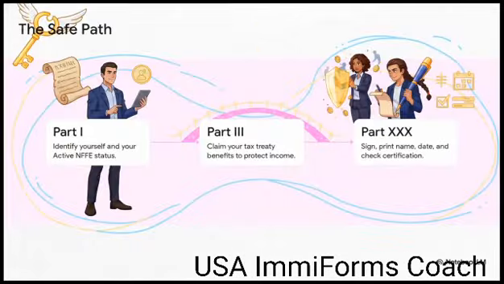payment. So let's zoom out and look at our simple 3-step map for a standard business. Step 1, complete Part 1 to identify yourself and declare your active NFFE status. Step 2, skip all the way down to Part 3 to claim your tax treaty benefits. This is the magic step that protects your income from that 30% withholding tax. And Step 3, jump to the very end, Part XXX, to sign, print your name, date it, and check the certification box. That is your safe path straight through the maze.